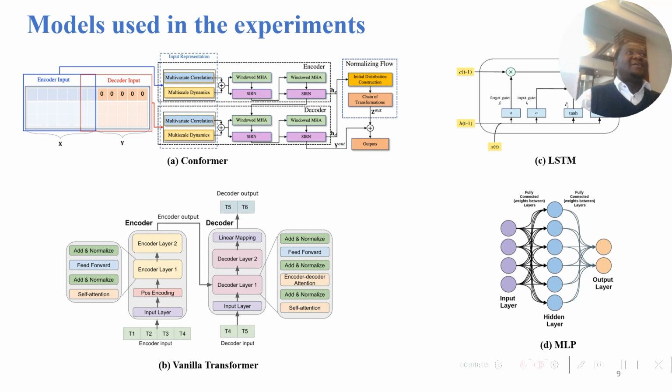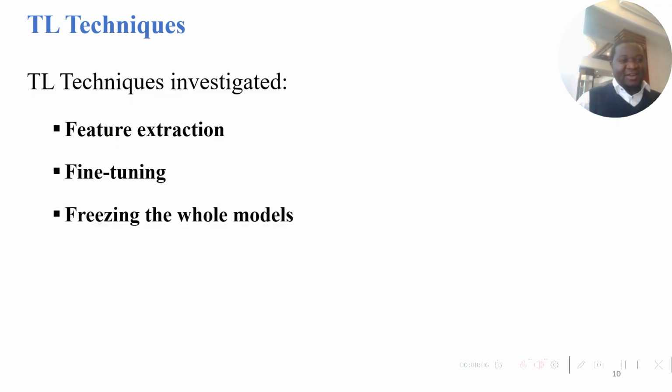initial experiments for transfer learning. The transfer learning techniques that we intend to use here, the first one is referred to as feature extraction. The other one is referred to as fine tuning, and another one is where we will be freezing the whole model completely. So feature extraction, simply put, means we take a portion of the model that we freeze after it has extracted the features, and another part of the model is used now in the target model to learn about the new data.